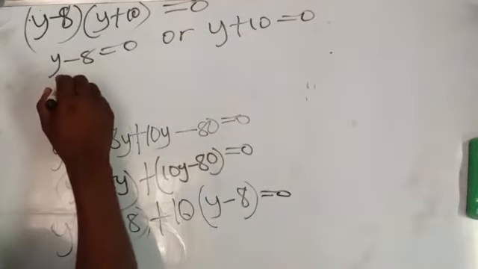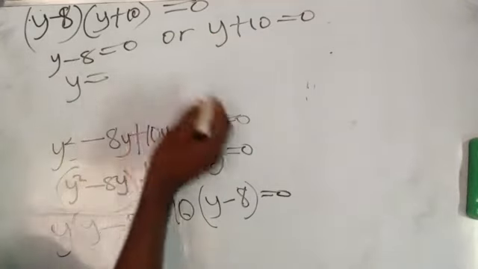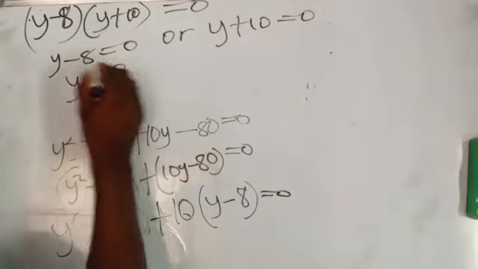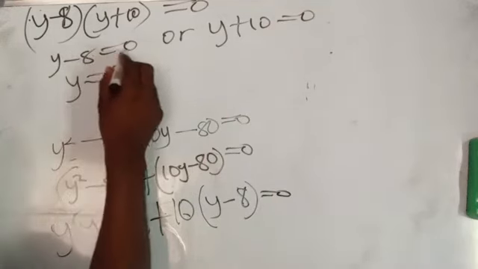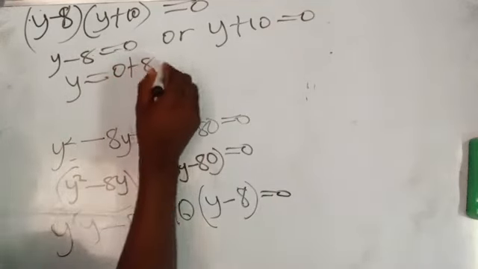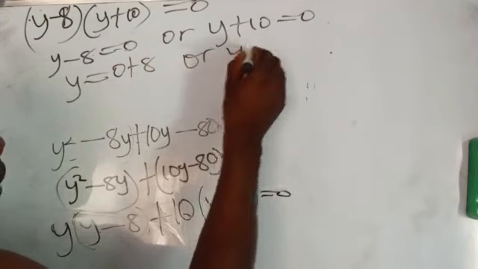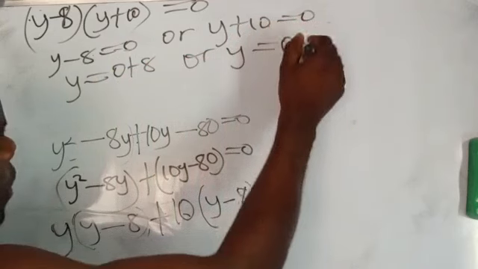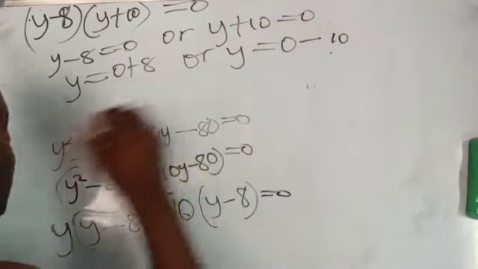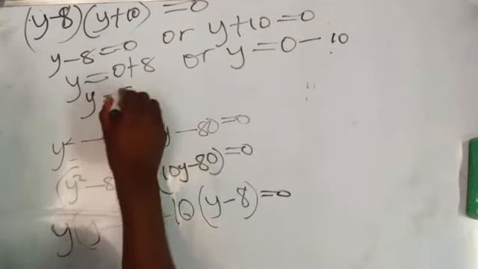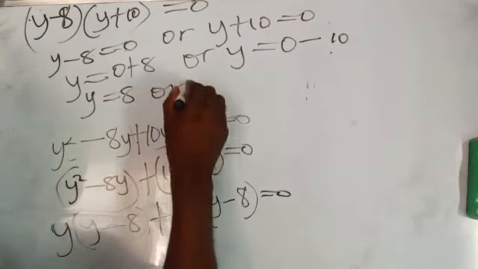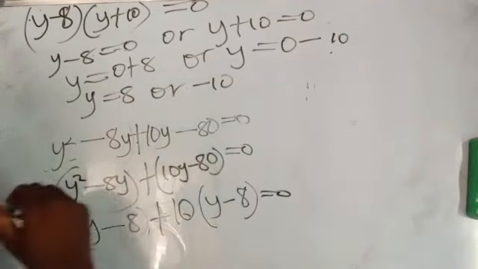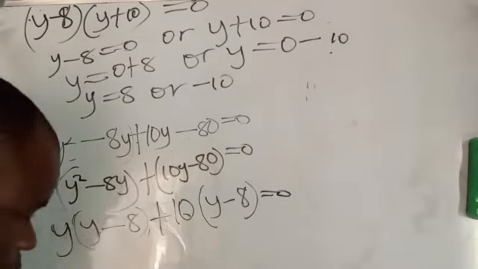So now, making y the subject of the formula, y is equal to 0. When minus 8 crosses the equality sign, it becomes what? Plus 8. Or y equal to 0, when plus 10 crosses the equality sign, it becomes minus 10. So that y is equal to 8 or minus 10. This is the value of your y.